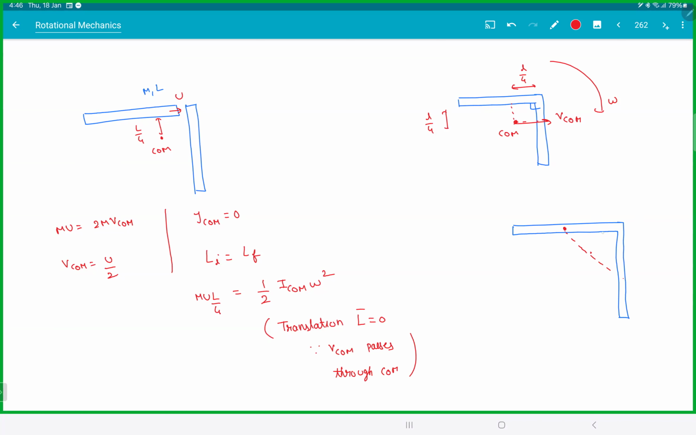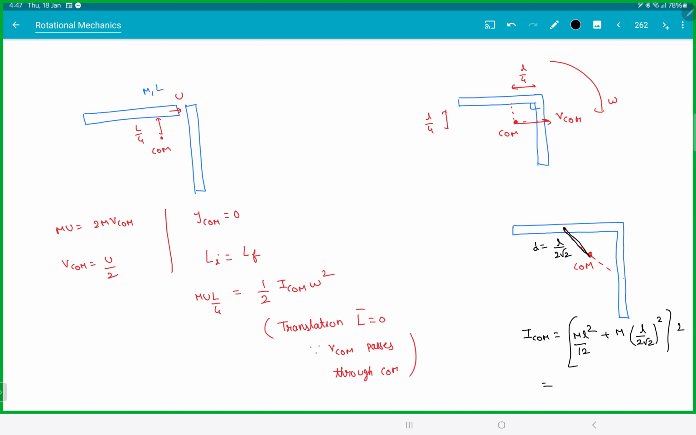That would be L by 4, L by 2, L by 2 ka half. So this distance will be L by 2 root 2, isn't it? L root 2 by 2 by 2, so L by 2 root 2. Perfect, that is your distance D. So I about the center of mass will be ml square by 12 plus md square, which is m times L by 2 root 2 whole square, into 2, because there are two rods.